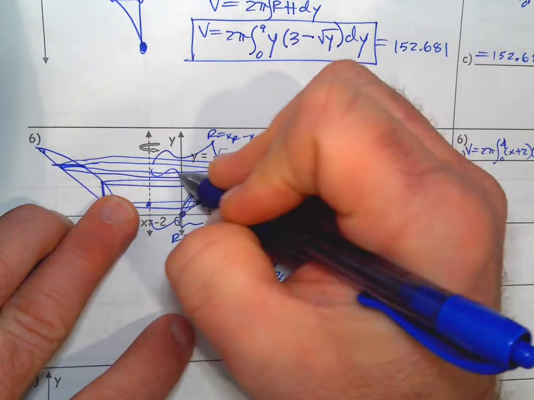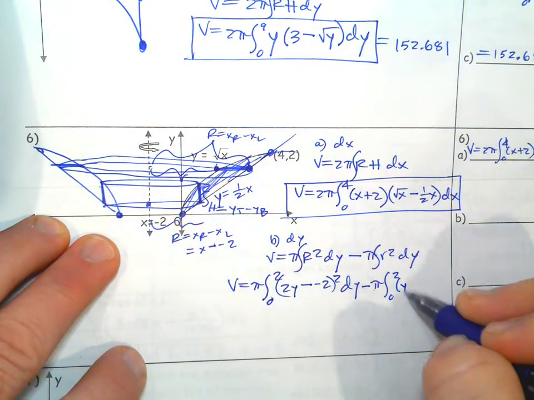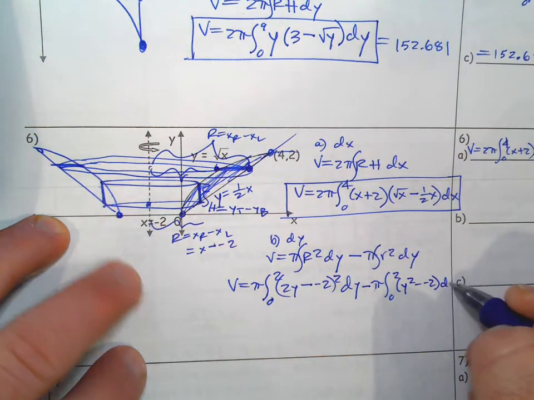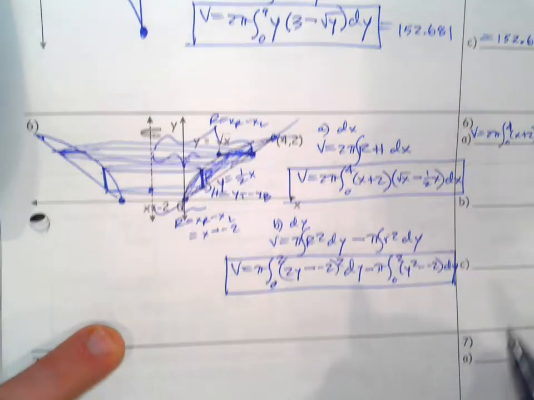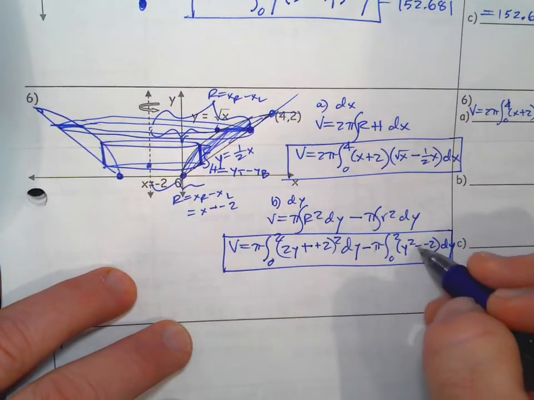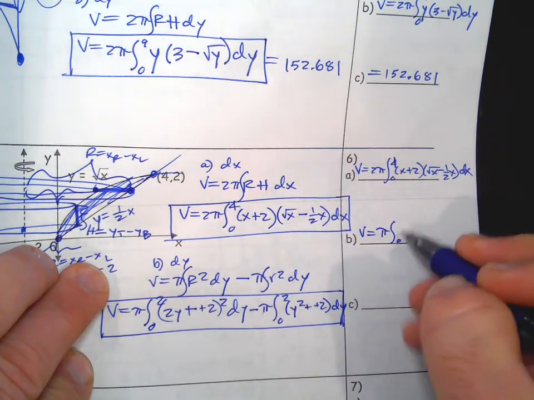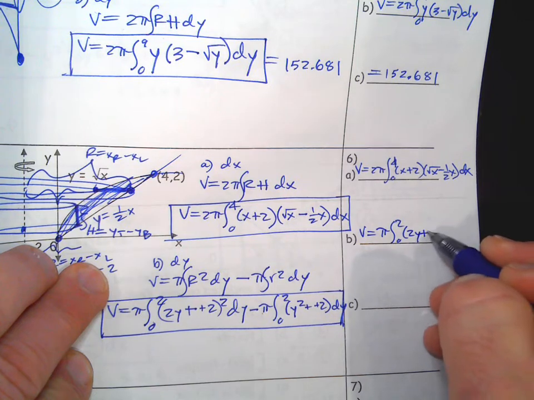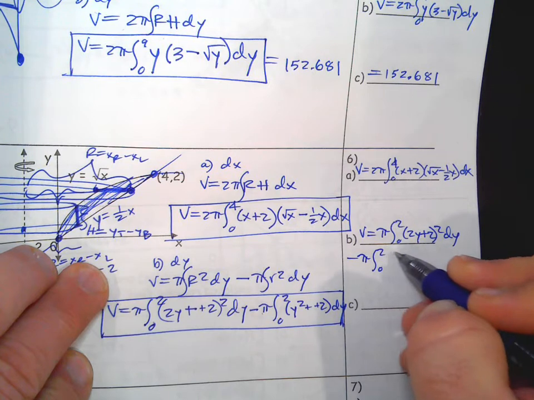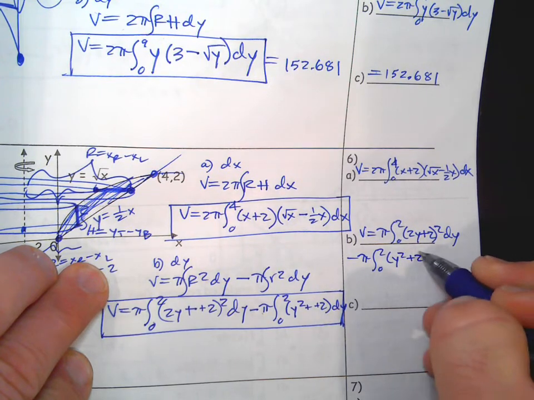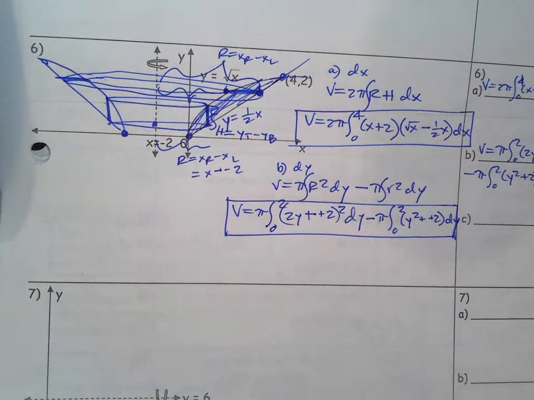The little radius is this guy right here. It's going to be x right minus x left. X right, in terms of y, is going to be y squared minus -2. So there is your setup. And we can change those to pluses if you want. And over here, we could write this pi 0 to 2 of (2y plus 2) squared dy minus pi 0 to 2 of (y squared plus 2) squared dy. Those are the setups, and they should both give us the same answer.